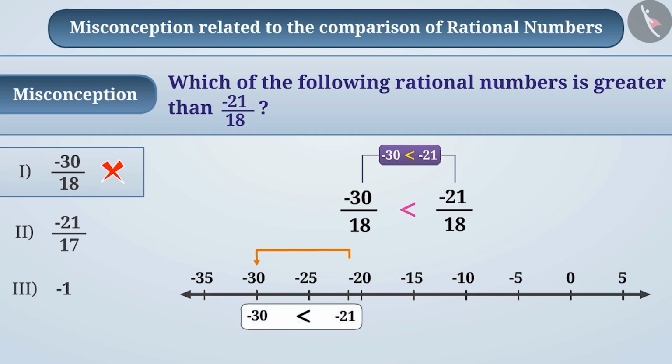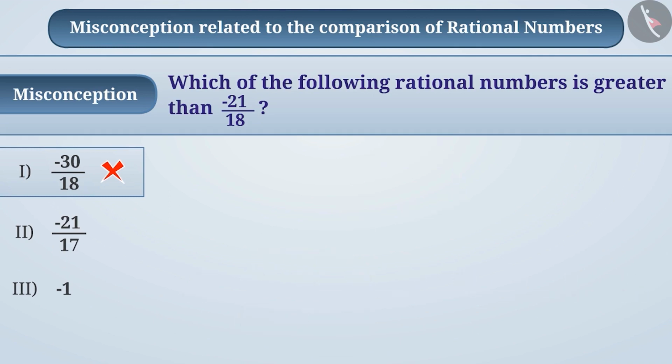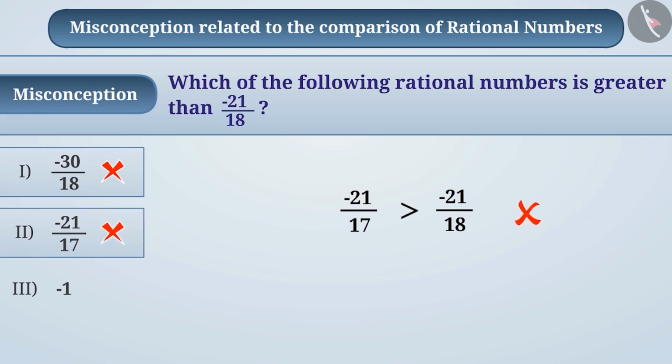Likewise, some students think that the numerator of the rational number in option 2, that is minus 21 by 17, and the rational number in the question, that is minus 21 by 18, are equal. And because the denominator of the rational number in option 2 is smaller, therefore, this will be a greater rational number. Therefore, they select option 2 as the correct answer, which is incorrect.